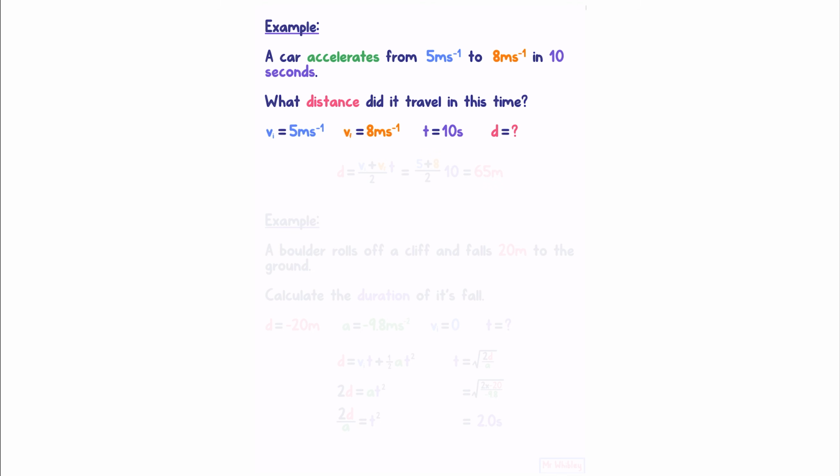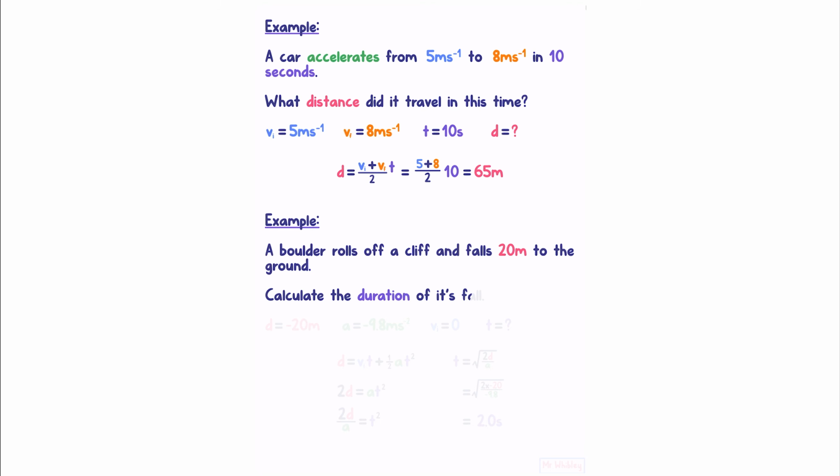The one value we don't have and don't care to find is the acceleration. This is a clue to use the one kinematic equation that doesn't have acceleration, which is this one here. Substituting in our numbers, we get 65 meters. For another example, a boulder rolls off a cliff and falls 20 meters to the ground. Calculate the duration of its fall.